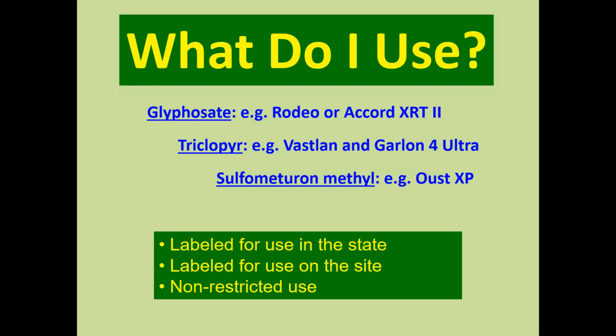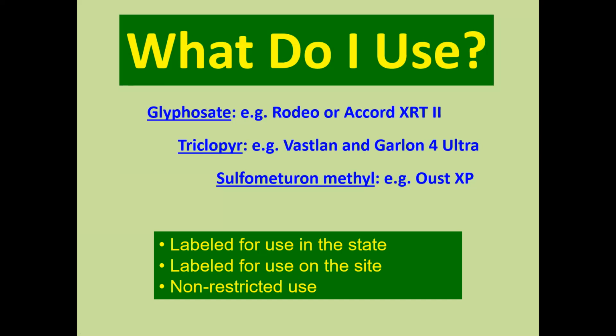Caveat being, I say that these things need to be labeled for use in your state, so you need to check what your state regulations are, and they need to be labeled for use on the site. So every product has a list of labeled sites on it. You need to make sure that you're using it in labeled sites. For example, there's a lot of glyphosate products out there that do not have forest labels on them. So if you're applying it in the forest, you need to make sure that the label is listed accordingly.